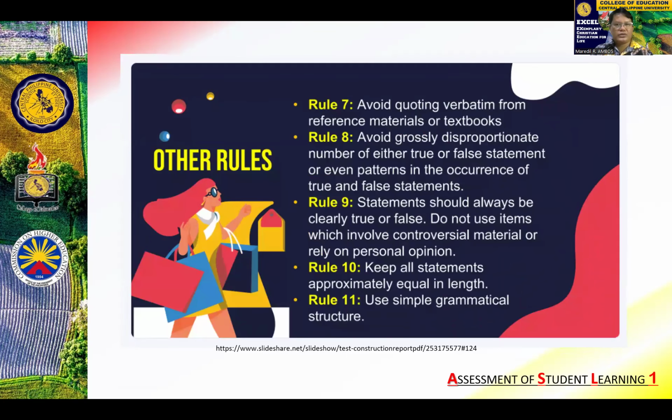For other rules, rule number 7, avoid quoting verbatim from reference materials or textbooks. For rule 8, avoid a grossly disproportionate number of either true or false statements, or even patterns in the occurrence of the true and false statements. For rule 9, statements should always be clearly true or false. Do not use items which involve controversial materials.